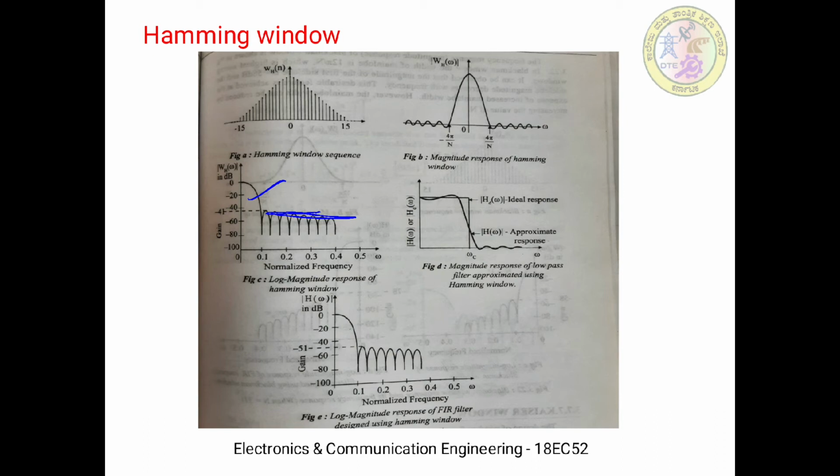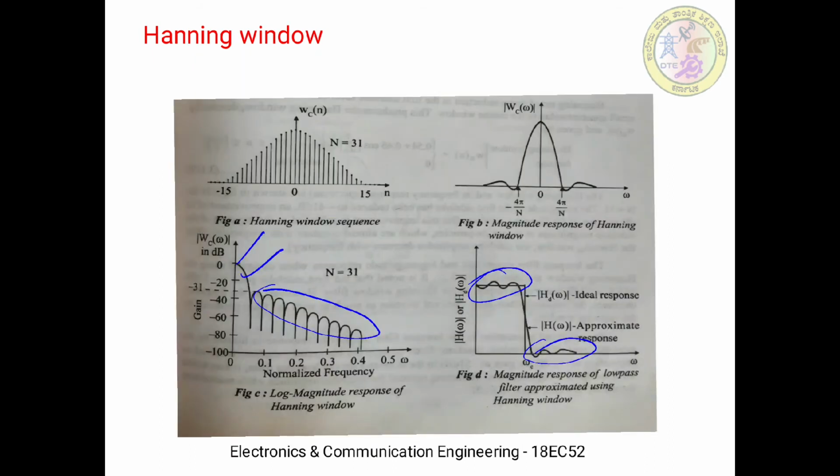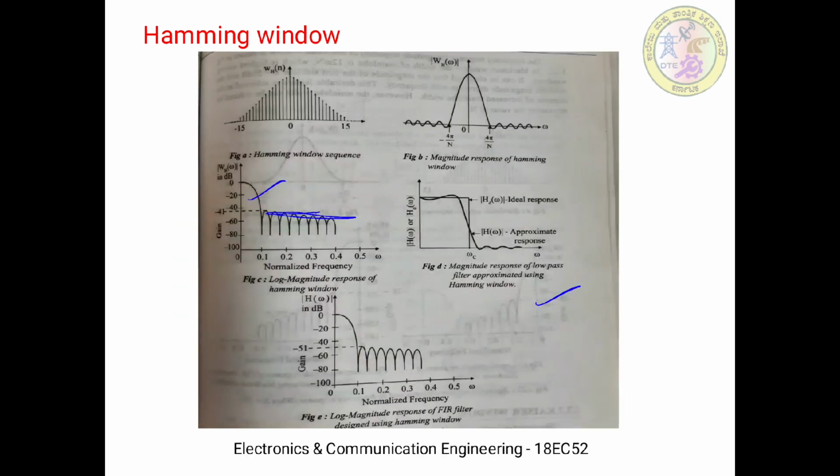So what is its effect on the low pass filter designed using this Hamming window? That is visible here. Just take a look at the previous window, that is the LPF designed using the Hanning window. It has ripples in the pass band, and you can see the attenuation characteristics in the stop band. In comparison with that, here we can see smooth variations even in the pass band as well as the stop band.